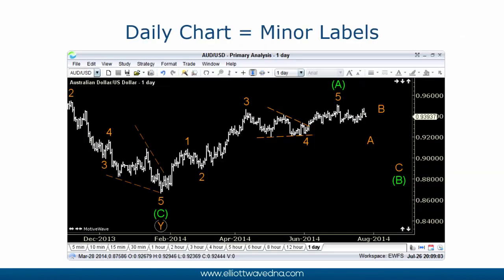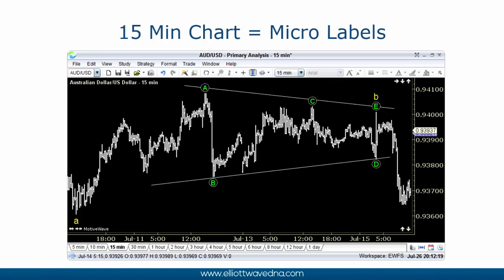So if you are looking over here, we have the daily time frame. So we are going to use minor labels. Here is an example of what labels we are going to use if we find a potential pattern on the 15-minute chart. So we are going to use micro labels for the 15-minute chart.